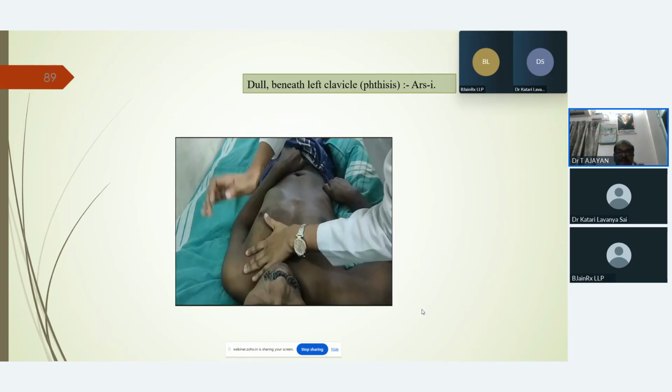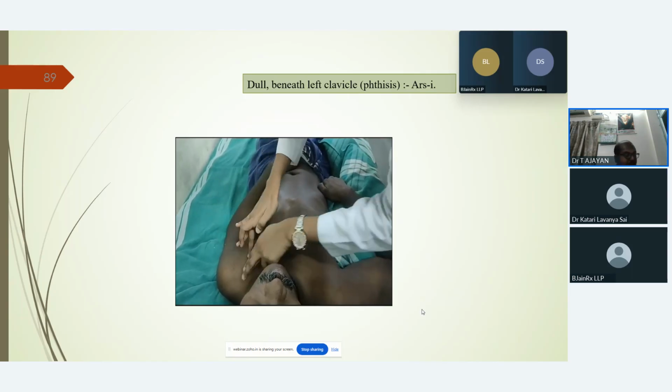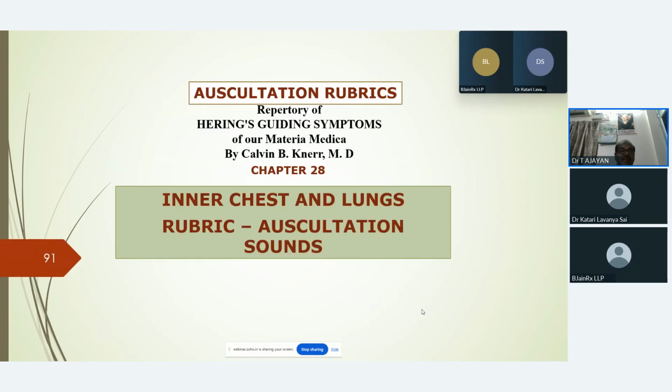Look here. In this particular area, dullness is there. You never think about any other medicine; you think about this first medicine only, Arsenicum iodatum. Rubric percussion related, dull. Listen here, the beauty of homeopathy repertory or homeopathic materia medica. Dull in lower three-fourths of the right side in pleurisy: only one medicine, Senega. Dull in front of fourth rib in pleuritis: the dullness in front of the fourth rib. That is the beauty of our materia medica. That presentation is there. Never omit our drug Cactus; then you immediately select Cactus.